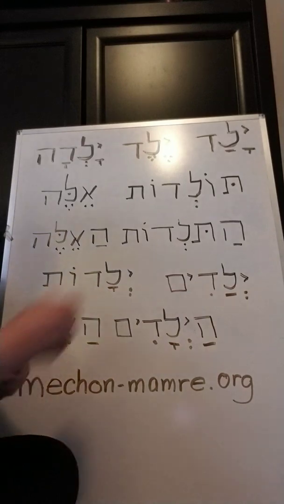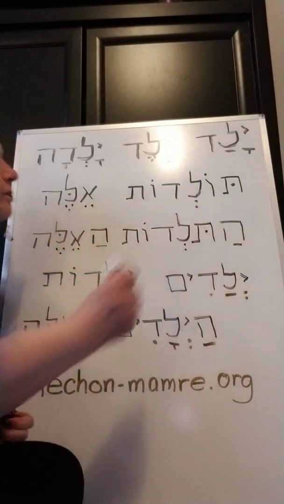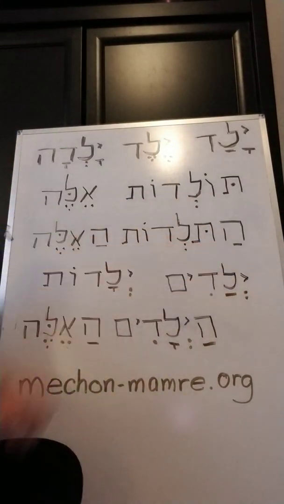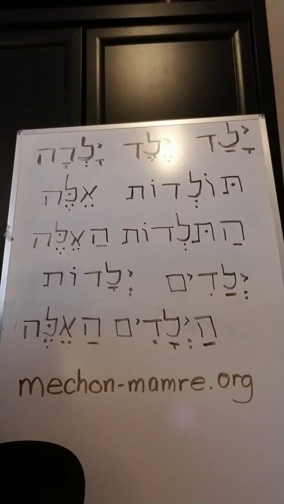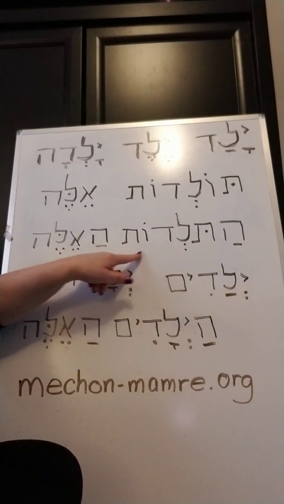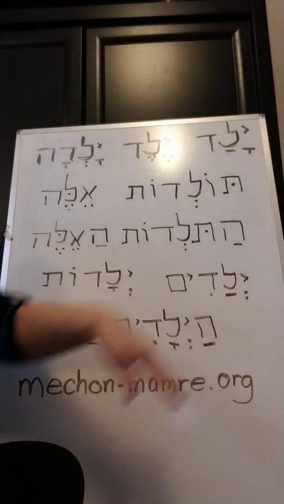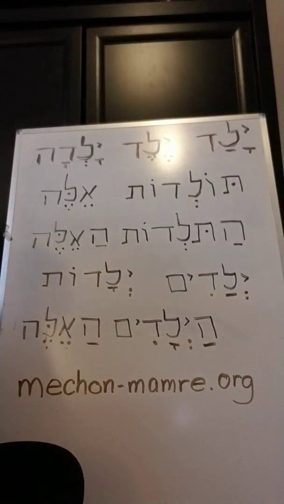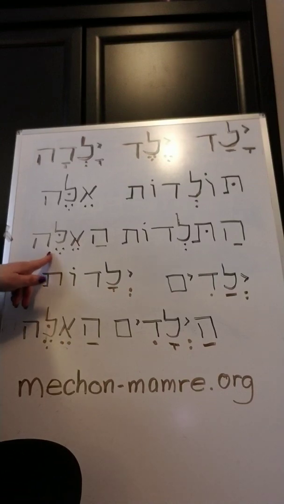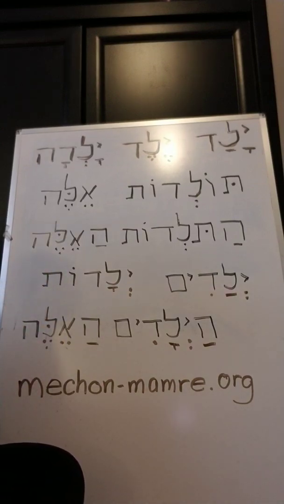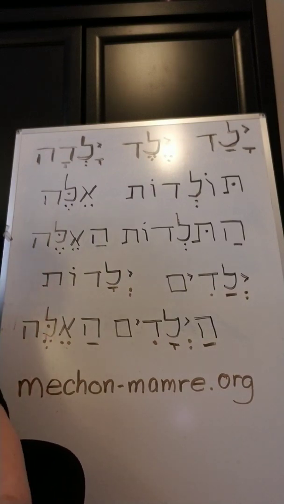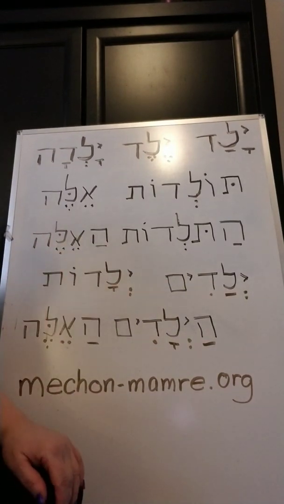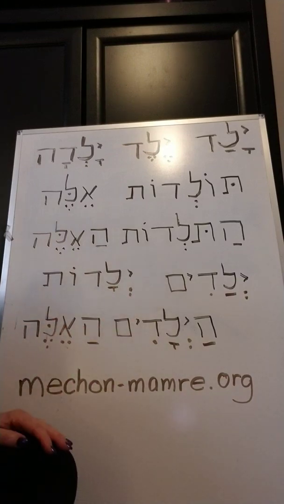Here's toldot again, but it has the ha in front, so it's the generations. Ha toldot, ha ele. So as you're reading it, it's like saying the generations, these. And that would mean these generations. Now that's when you're using ele as kind of an adjective. If you're using these as a noun, it's not going to look quite like this. But anyway, you'll see that in a minute.